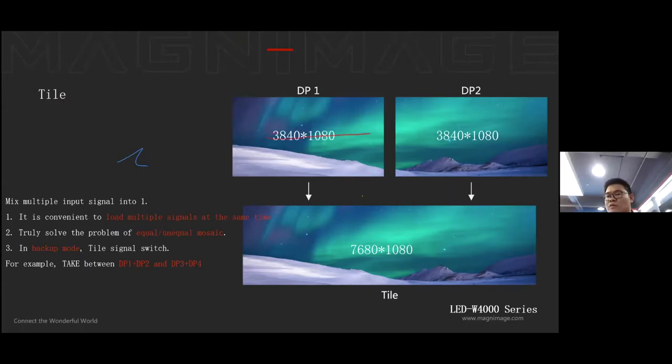This is 2 Full HD, make it into 1 4K by 1K. And this is 2 4K by 1K, make it to 8K by 1K.